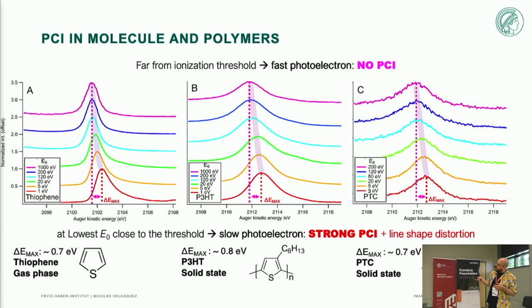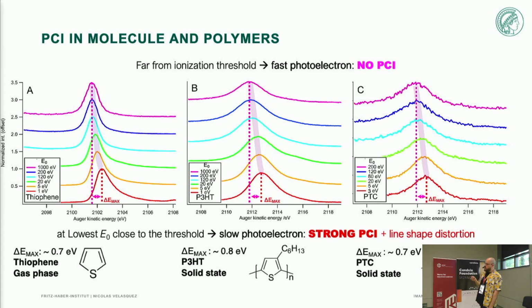But on the other hand, if you have a really slow photoelectron, say 1 electron volt or 3 electron volt, all of the lines will shift by about 0.8 electron volt, and in the case of thiophene, you will observe a really strong distortion. Not only that, we will have a preview of the line evolution, which is not the same for the case of the solids compared to the gas phase.